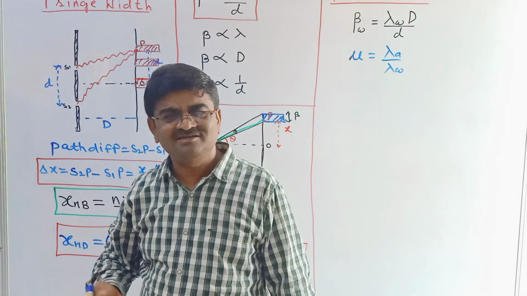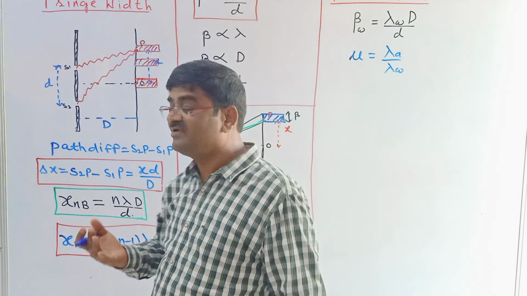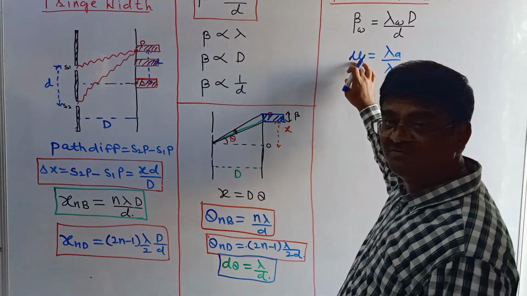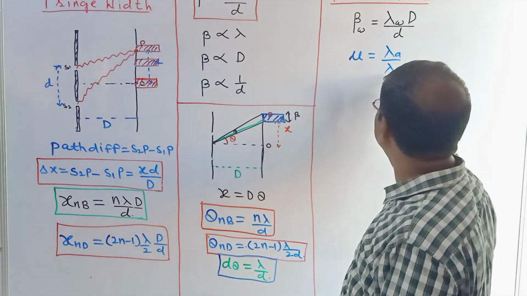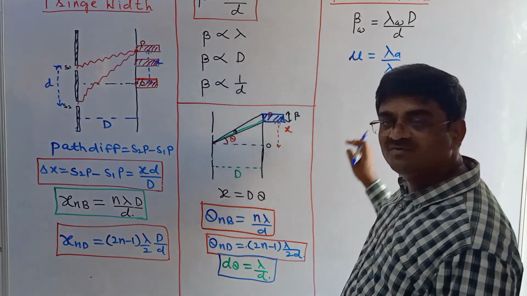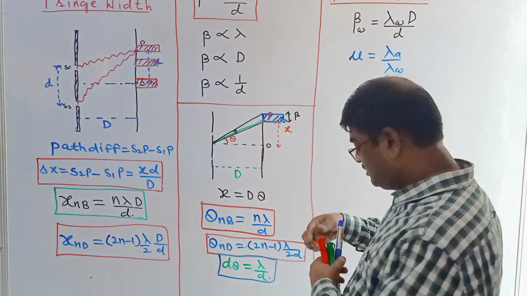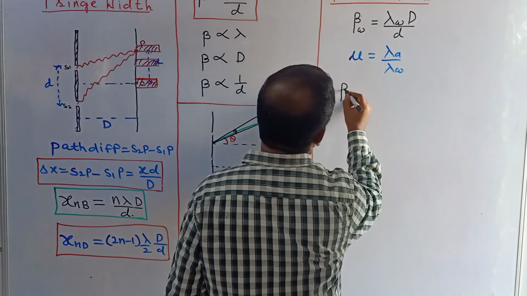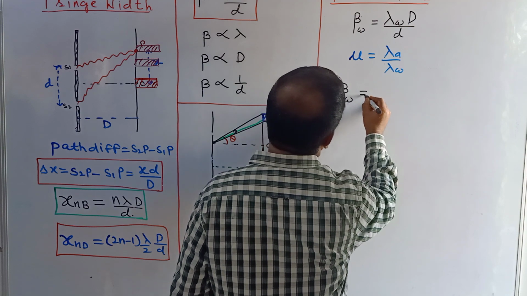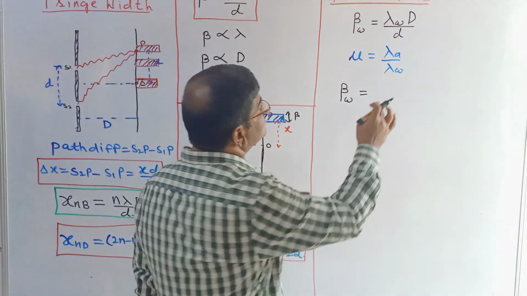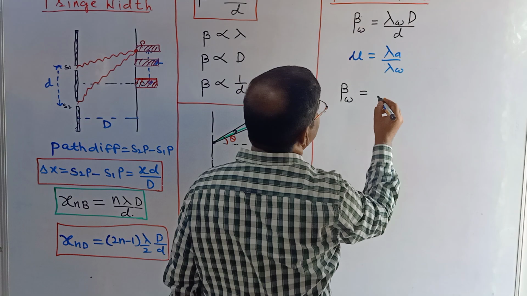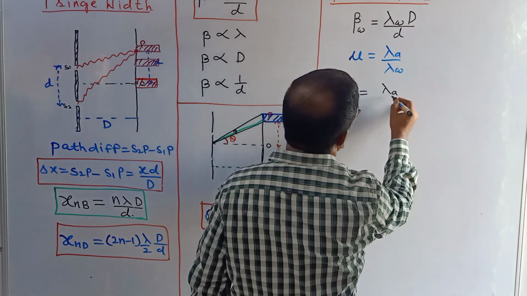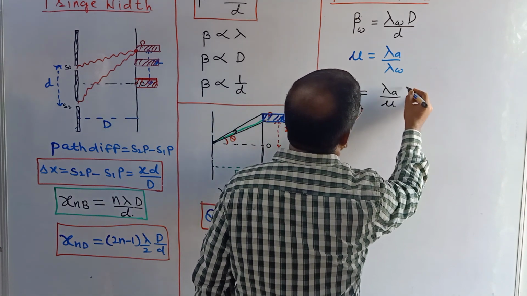So that's it. I am aware of this for lambda W. And what is the value of lambda W now? Lambda A by mu. I'll substitute over there and I get then fringe width in that new media or water media equal to, for this, that is lambda A by mu into D by d.